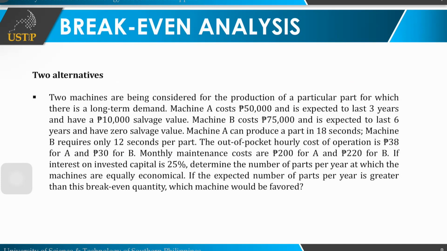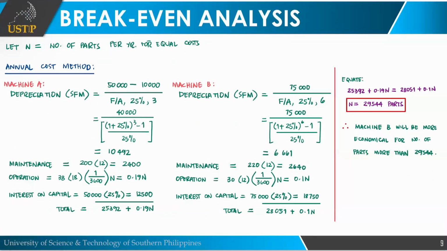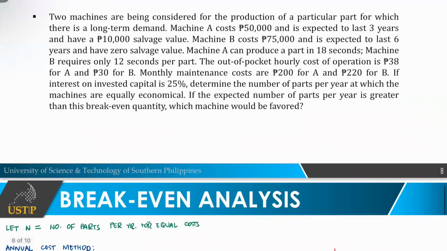Okay, so let's start with the second sentence, class: Machine A costs 50,000 and is expected to last 3 years and have a 10,000 peso salvage value. So this sentence states that it has a salvage value and a life of 3 years. This sentence actually determines our depreciation value because that is considered in our analysis of the cost. I divided this in the next slide for the solution, so we'll go back and forth.